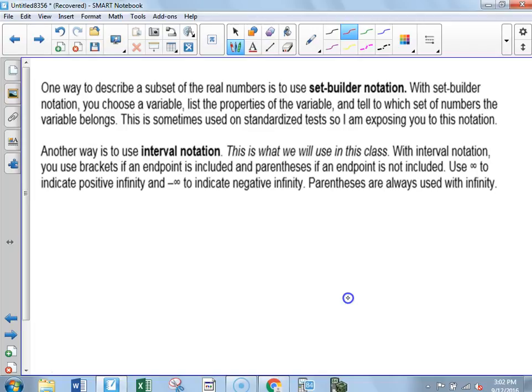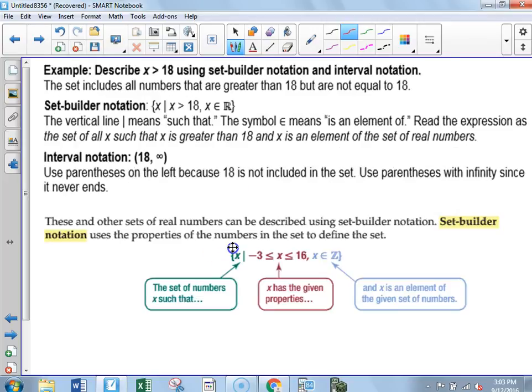When you describe subsets of numbers, there's two ways that the book talks about it. It talks about set builder notation, and I'm going to show you what that looks like because they use it on standardized tests once in a while, but it's horribly confusing. So we're just going to use interval notation. Everybody remember interval notation? Okay, so we're going to use interval notation with the little infinities and the parentheses and the hard brackets.